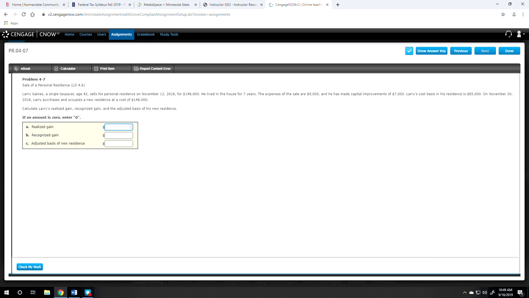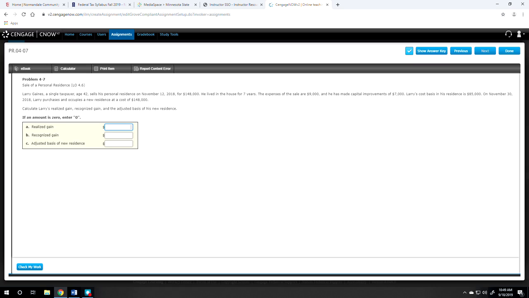He sold his personal residence on November 12th, 2018 for $148,000. So he lived in the house for 7 years, and the expenses of the sale were $9,000. So those are like his closing costs and realtor fees and all that stuff. He has made capital improvements of $7,000.